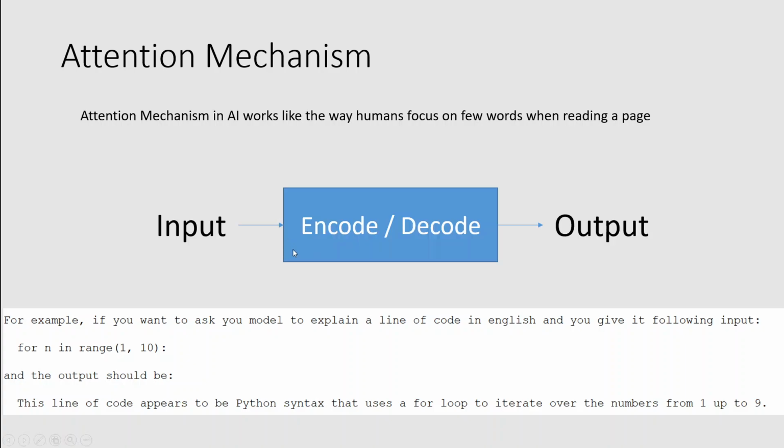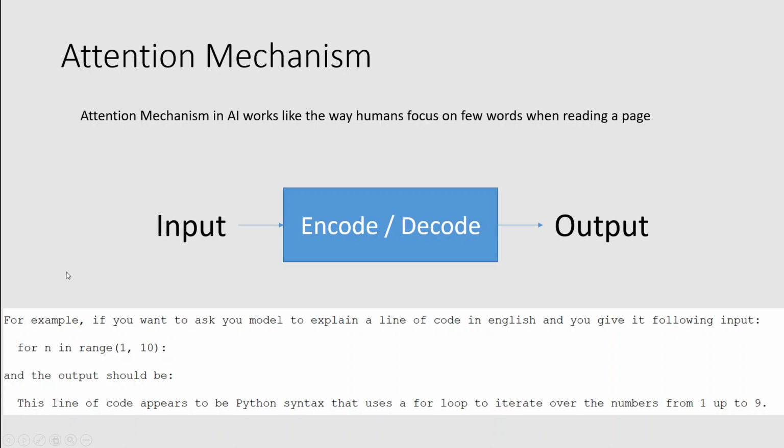In AI, we have a model which takes some input, processes it, and generates an output. During the processing, the model encodes the input and then decodes it and then gives us the output. During this encoding, decoding, all the magic happens.